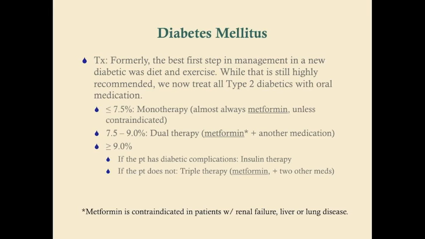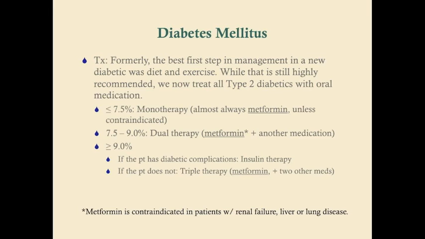So 7.5 to 9.0, if they test in that range, then we tend to start them out on dual therapy. And we'll start them out on metformin, of course something else if it's contraindicated, and then add another medication.